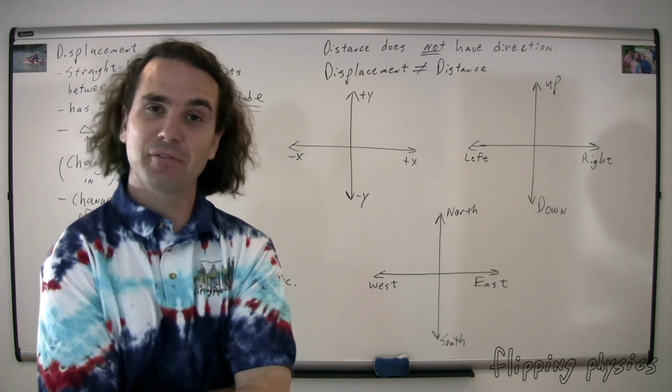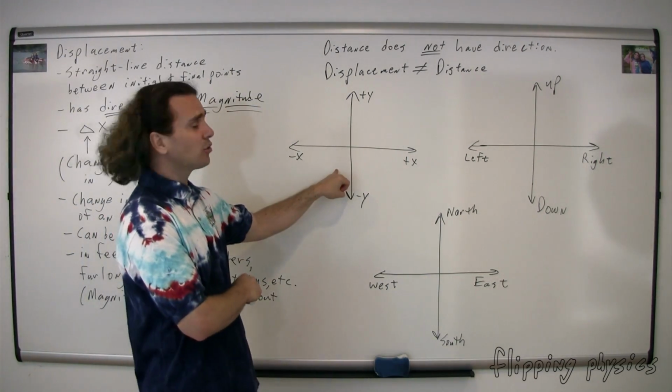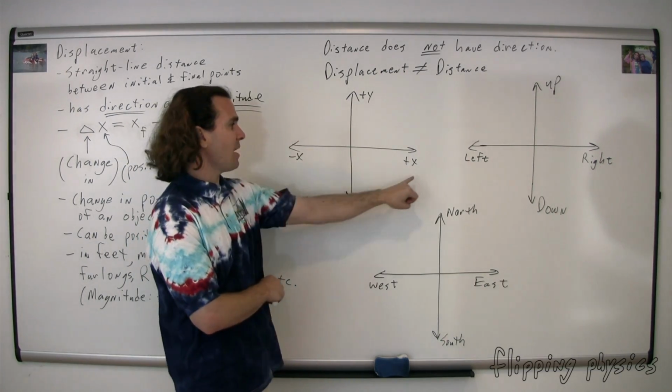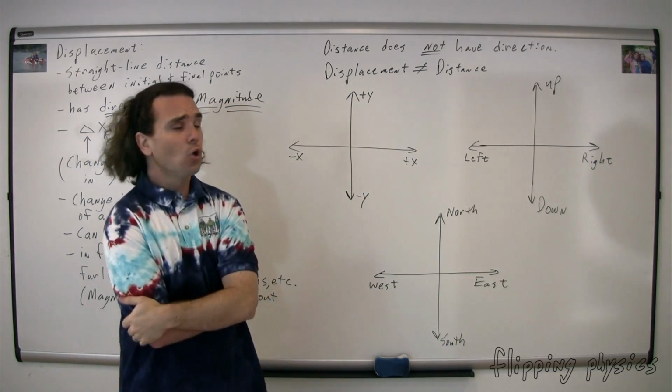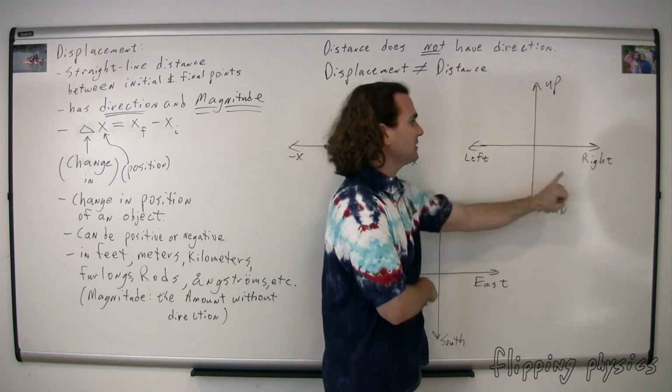We generally have three different ways of describing direction. One of them is the Cartesian coordinate plane with positive y, positive x, and negative x. We can also talk about relative directions with up, down, left, and right.